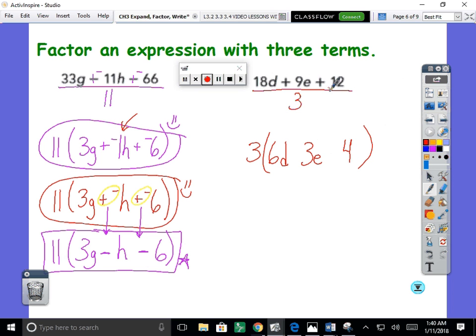What's happening between all these terms? Addition and addition again. Woo! We got there. In fact, I'd give you a smiley for this one. Nicely done. And if I notice 6, 3, and 4 don't share any other common factors, this looks pretty good.